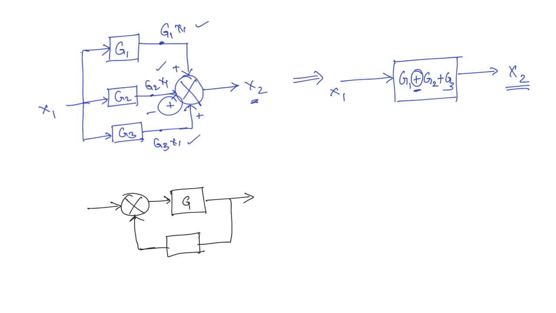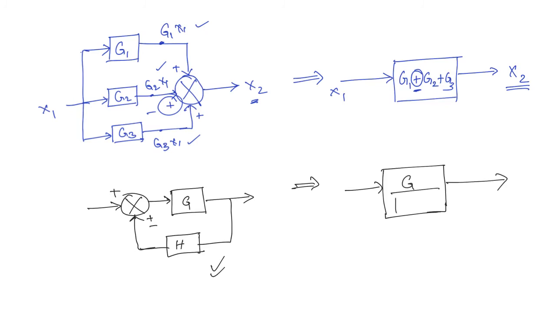Okay, this is G and let us say this is H. So we are taking the feedback path as H. Now this, let's say this is positive and this can be either positive or negative. So we can represent it by a single block. What will be the transfer function of the block? It will be the closed loop transfer function, right? Because this is a closed loop. So the equivalent transfer function will be G by 1 minus or plus GH.